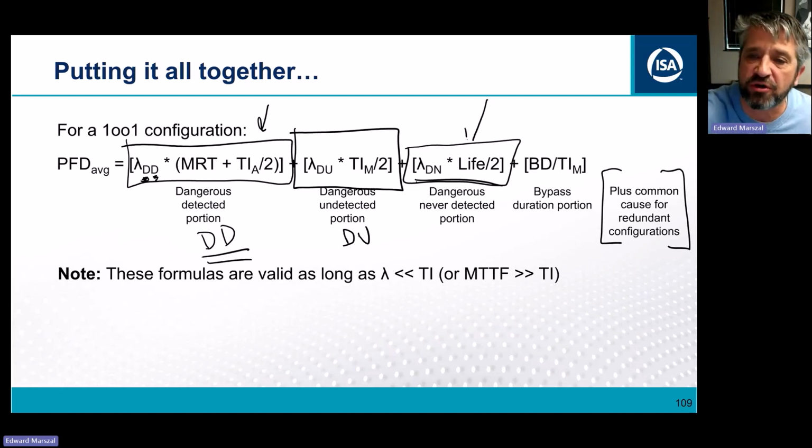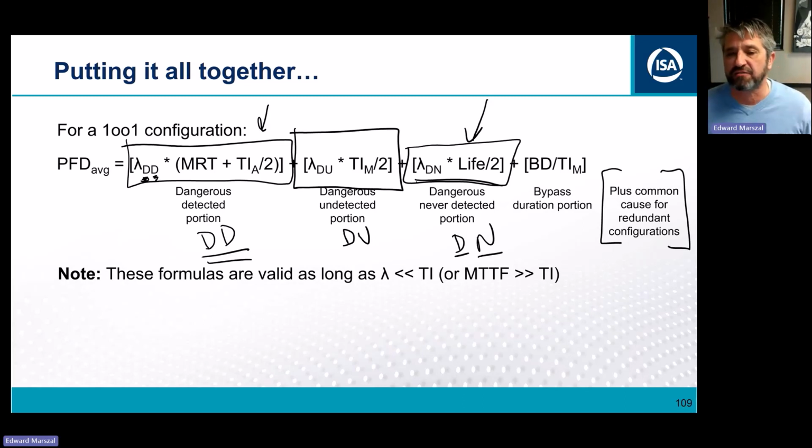And this additional term, which we call the DN term, dangerous never detected failures, is something that you generally are going to need to evaluate for every instrument unless you are 100% certain that the function testing is going to detect 100% of the failures, which is possible maybe for something like a motor starter. It's hard for that motor starter to drop out and say, well, it didn't really drop out. But for a lot of field instruments that are process wetted, getting 100% diagnostic coverage is a tough thing to do.